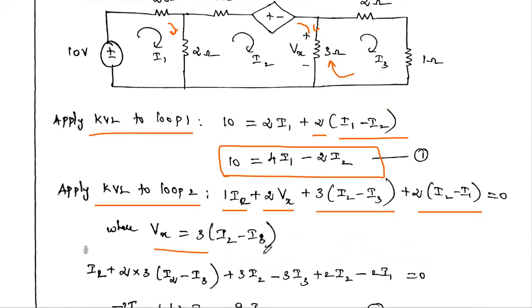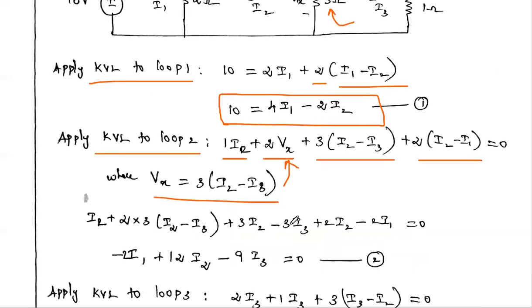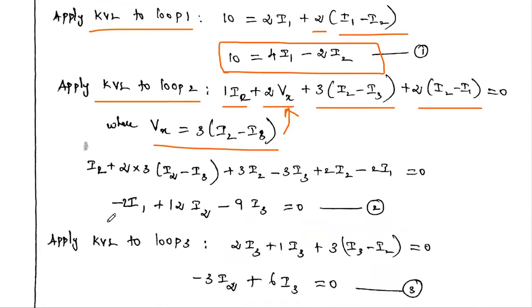Okay, so you just substitute the Vx value in the above equation. So instead of this Vx, you substitute in terms of current. So we can get one more equation. So this is the KVL equation for the second loop.